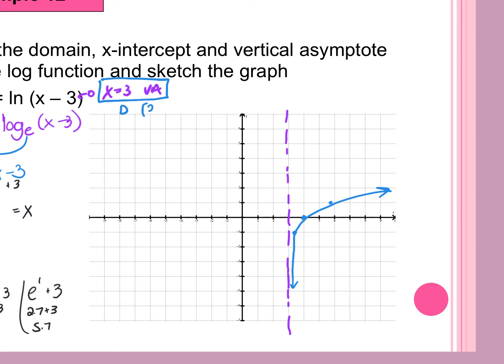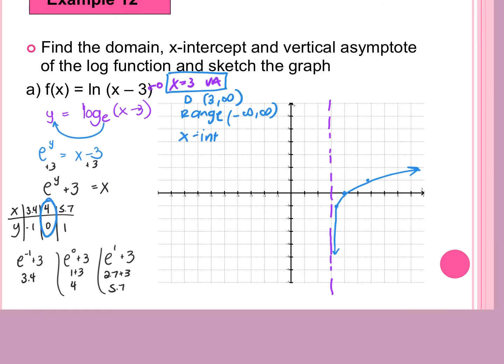My domain starts at 3 and goes to positive infinity. My range is all real numbers because ln is just a log. And my x-intercept comes from my graph or the center point on my t-chart, which was 4, 0.